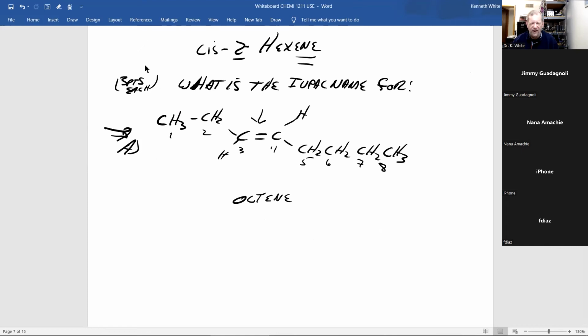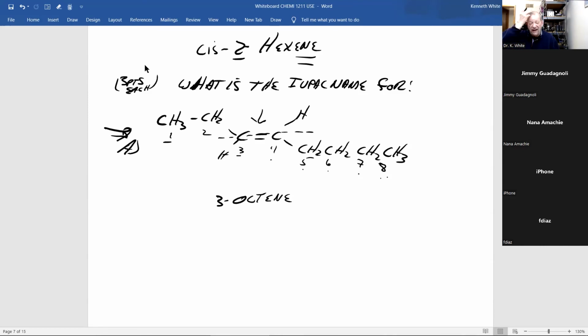And then what carbon is closest to the end? We start here, it's carbon 3. We start here, it's 1, 2, 3, 4, 5. Which is smaller, 3 or 5? Time's up, 3. And now, since I've shown stereochemistry, cis or trans is needed.